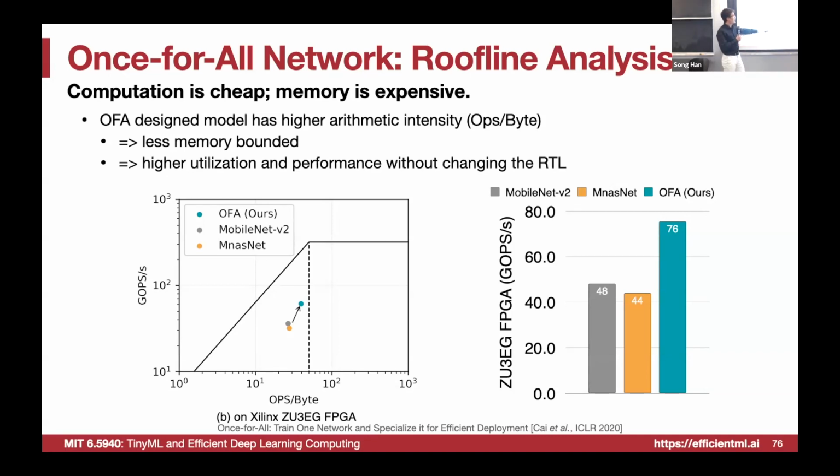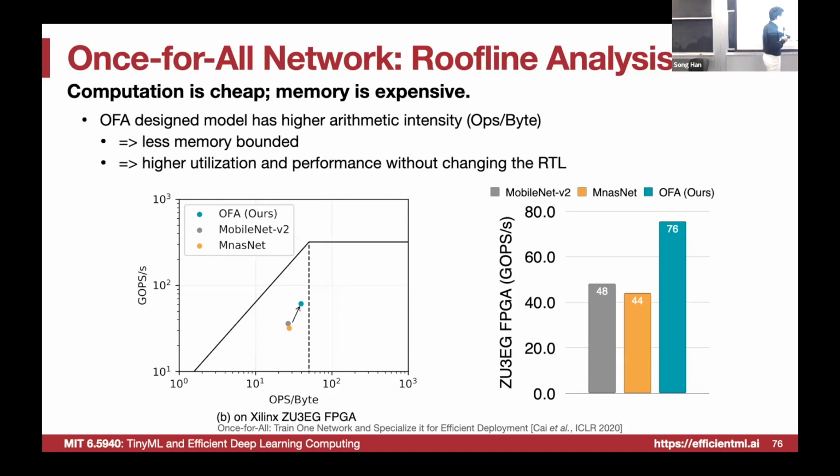And we can see this is MnasNet, MobileNet V2, roughly here. But the search, the one-for-all network, the subnetwork specialized for this FPGA actually has higher arithmetic intensity and also higher measured GOPS per second. Although we didn't explicitly teach it, you need to search a model that has higher arithmetic intensity. It automatically finds that by feeding it with the latency feedback. Which is very interesting as an end-to-end learning process.